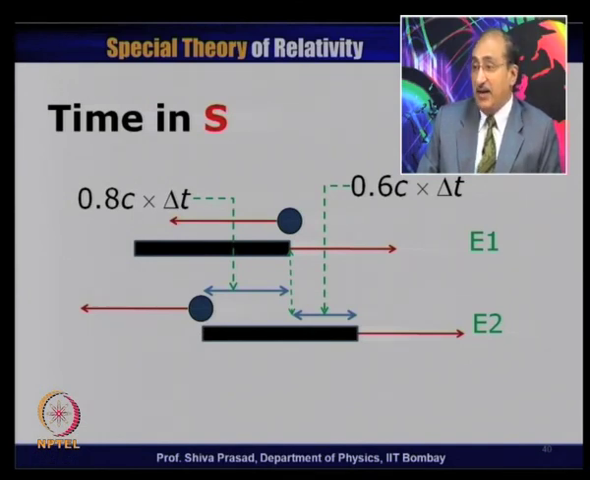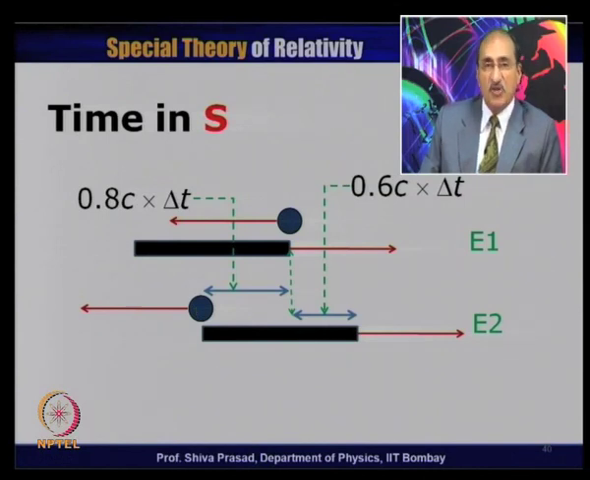Now, let us suppose delta t is the time interval observed between these two events in the S frame. During this time delta t, this rod would have moved to the right a distance of 0.6 c multiplied by delta t, while this particle would have moved to the left by an amount 0.8 c into delta t. This is the distance that this particle has traveled in time delta t. This is the distance that this rod has traveled in time delta t. And as you can see very clearly from this picture, this distance plus this distance must be equal to the length of the rod, in case this event occurs at the first end of the rod and this event occurs at the second end of the rod.